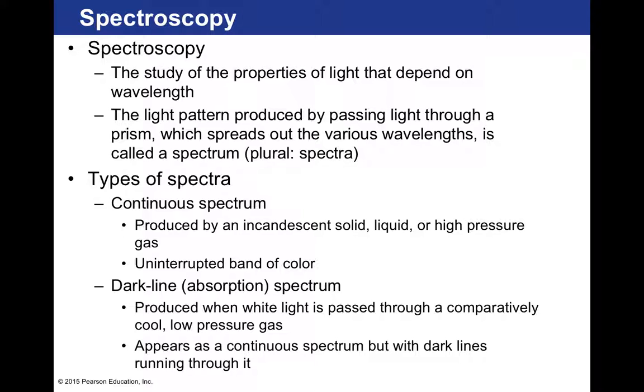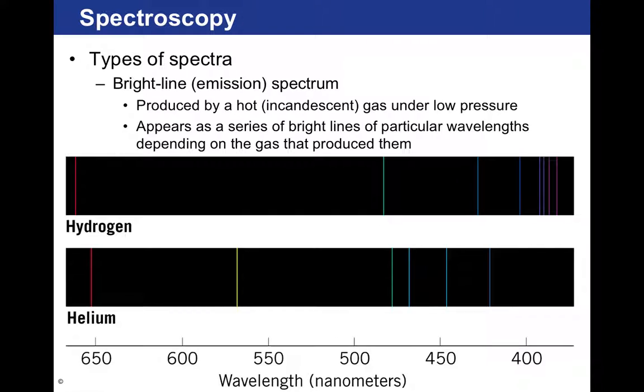So there's different types of spectra. There's something called a continuous spectrum. So this is produced by an incandescent solid, liquid, or high pressure gas. So the easiest example would be an incandescent light bulb would produce a continuous spectrum, and this would be uninterrupted bands of color. There's also something called a dark line absorption spectrum. So this is produced when white light has passed through a comparatively cool or low pressure gas. And this appears as a continuous spectrum, but with dark lines running through it.